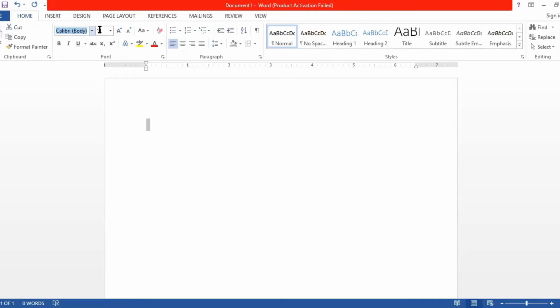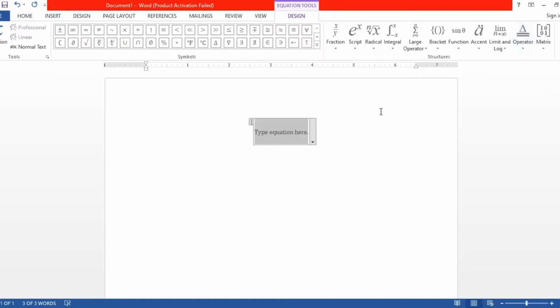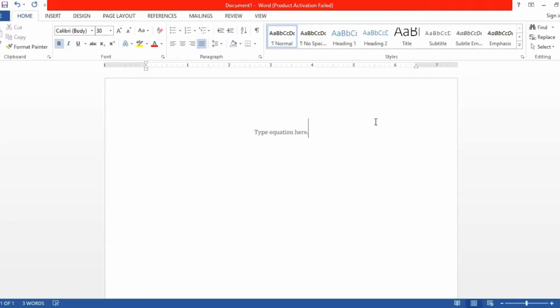The Insert, and in Insert, on the right hand side we get Equation. See here, in the upper side there is an option Insert. If we click on Insert, then on the right hand side there is a pi symbol, that is Equation. If we click on Equation, then we get this box, Type equation here. In this box we are typing the equations.